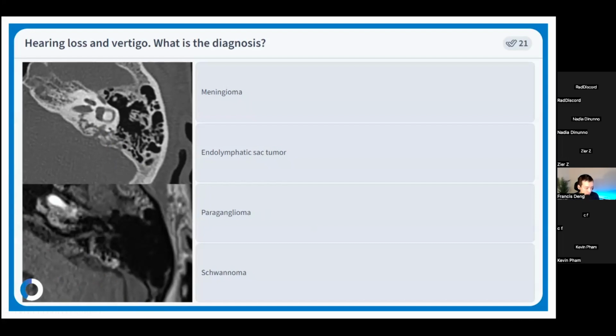Somebody asked for the prior question, would it be bright on DWI as well? Yes, a pleomorphic adenoma would be bright on the DWI trace image because of the T2 hyperintensity shining through.